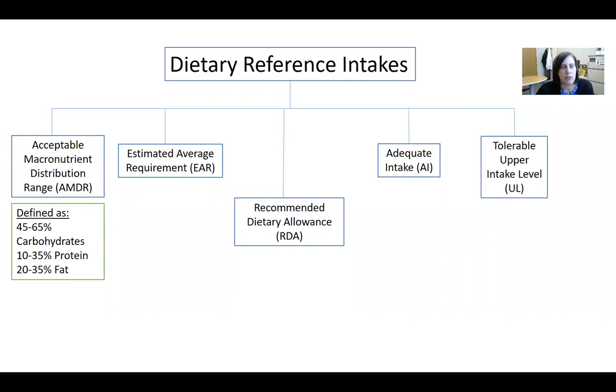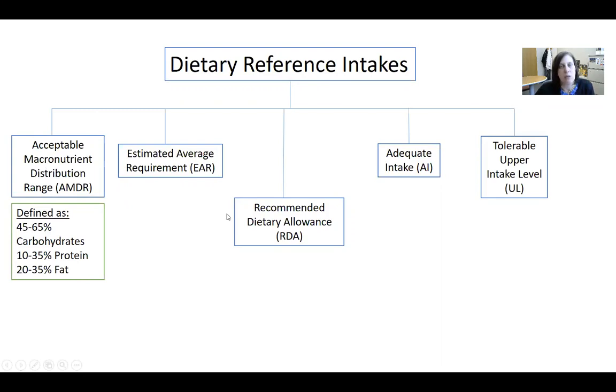So when you think about these ranges, think about your total calorie intake and what percent of the calories should be coming from each of these macronutrients. So for carbohydrates, 45 to 65% of your calories should be coming from carbohydrates, 10 to 35% should be coming from protein, 20 to 35% from fat. Because these are ranges, it really gives you flexibility in what percentages you have coming from those macronutrients.